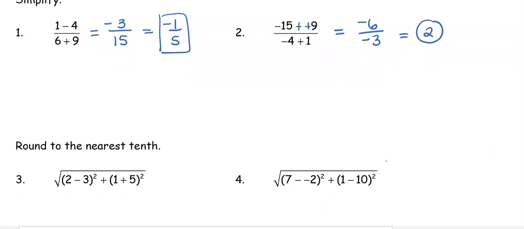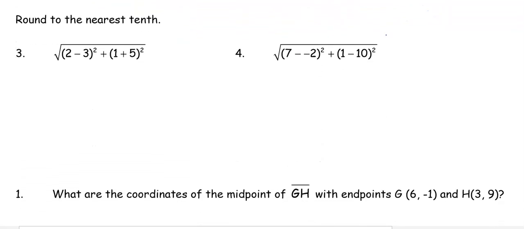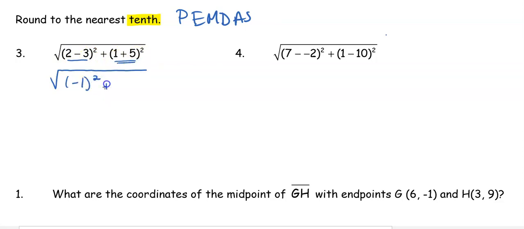All right, now the next one again. It looks scarier than it is. It's not that bad. But we go to our directions, round to the nearest tenth. So I look inside, I start doing my order of operations, PEMDAS. And I start with parentheses. Well, I've got some parentheses here. 2 minus 3, that's a negative 1. 1 plus 5, that's a positive 6 squared.